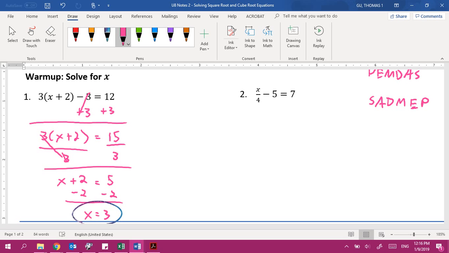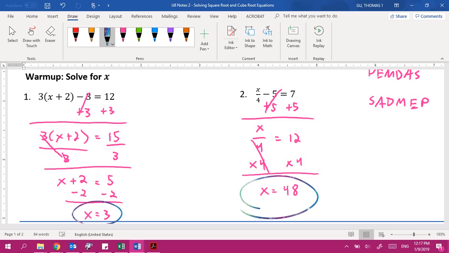Alright, so now let's look at number 2. The second warm-up right here. This is just practice to know what order we're doing things. Number 2. What do we do first on number 2? Plus 5, right? Addition, subtraction first. So we add 5. That leaves you with x over 4 equals 12. And then what do we do here? Multiply by 4 on both sides. So what's my answer then? x equals 48. That's right. Good. So this is all just warm up to make sure that you know what order you should be doing your problems in, okay?